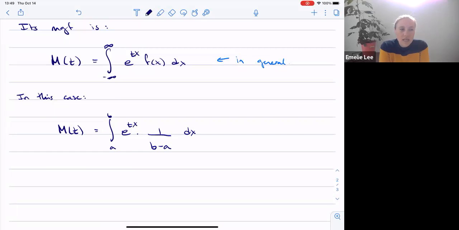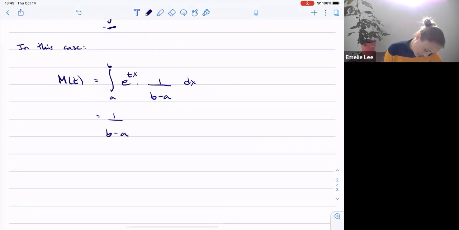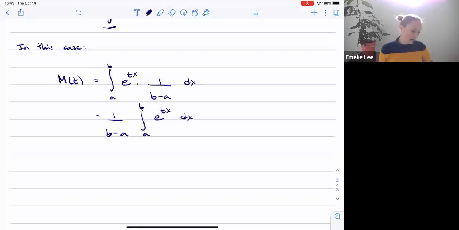1 over b minus a is a constant, so I can bump it outside of the integral with wild abandon, right? And so here I have 1 over b minus a times the integral from a to b of e to the tx dx. Now, it's going to be really, really useful to remember that the integral of e to the tx is e to the tx over t, okay?